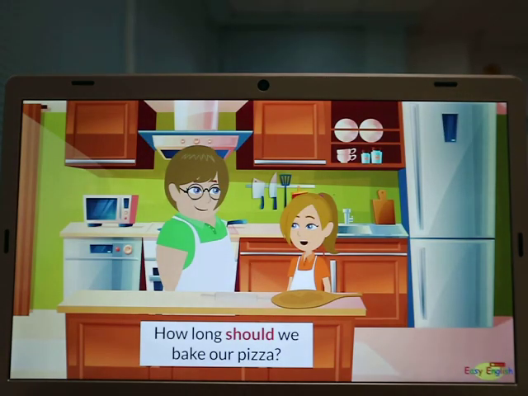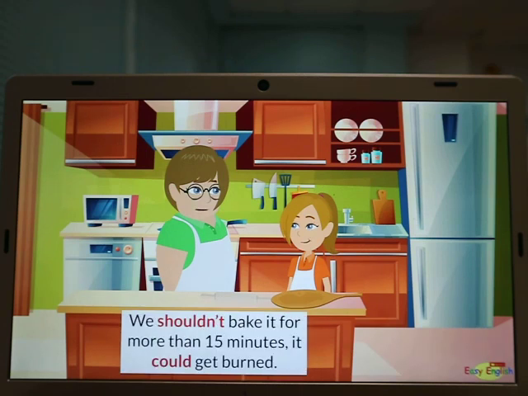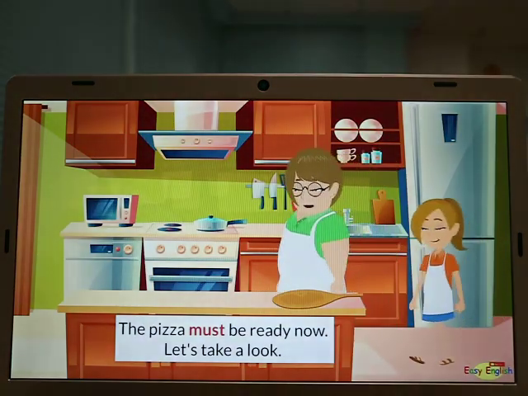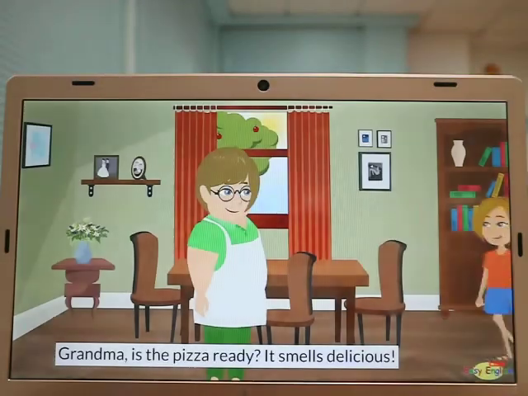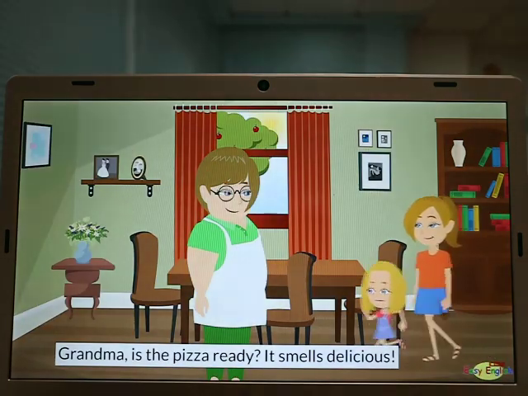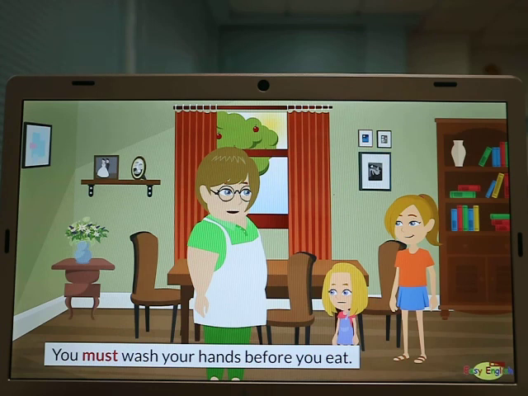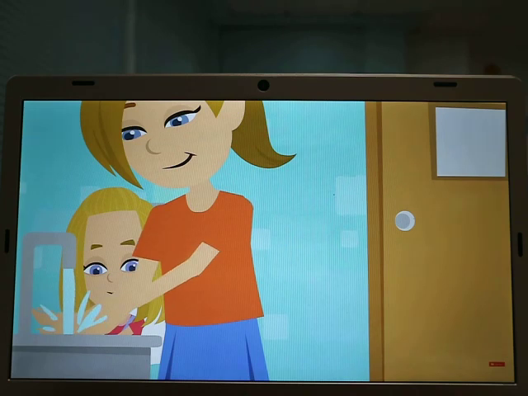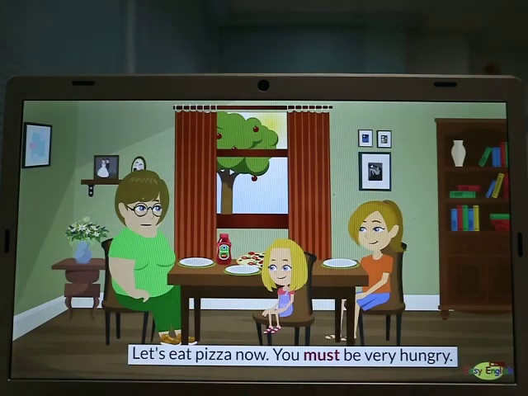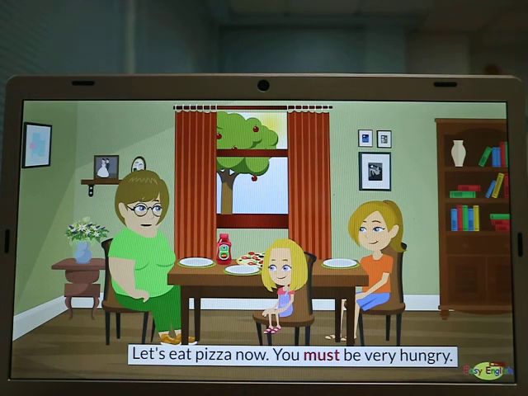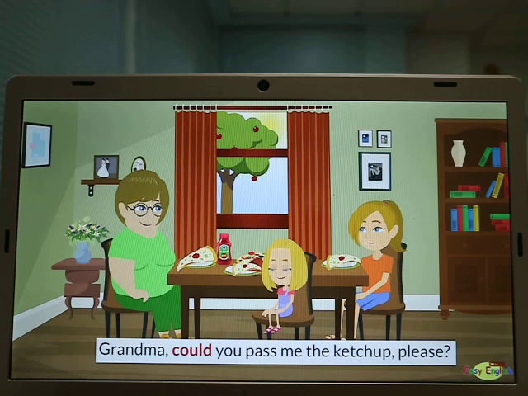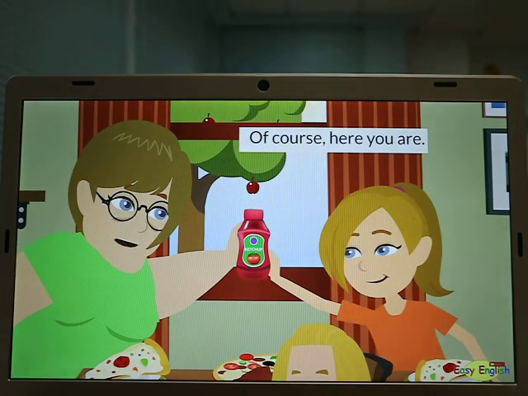How long should we bake our pizza? We shouldn't bake it for more than 15 minutes. It could get burned. The pizza must be ready now. Let's take a look. Grandma, is the pizza ready? It smells delicious. You must wash your hands before you eat. Let's eat pizza now. You must be very hungry. Yeah, we are. Grandma, could you pass me the ketchup, please? Of course, here you are. Thanks.